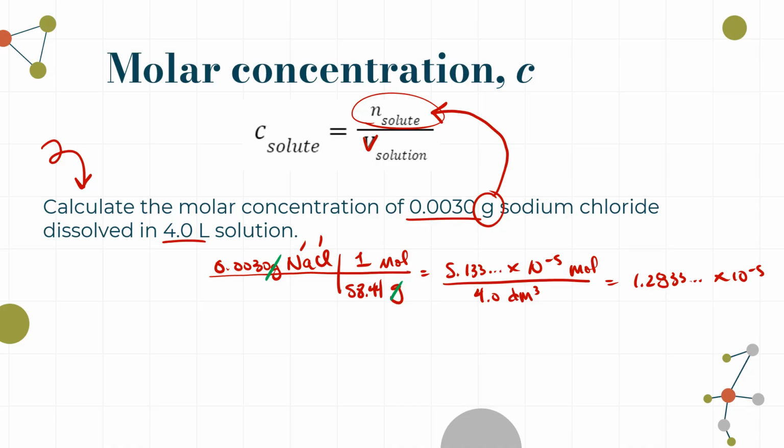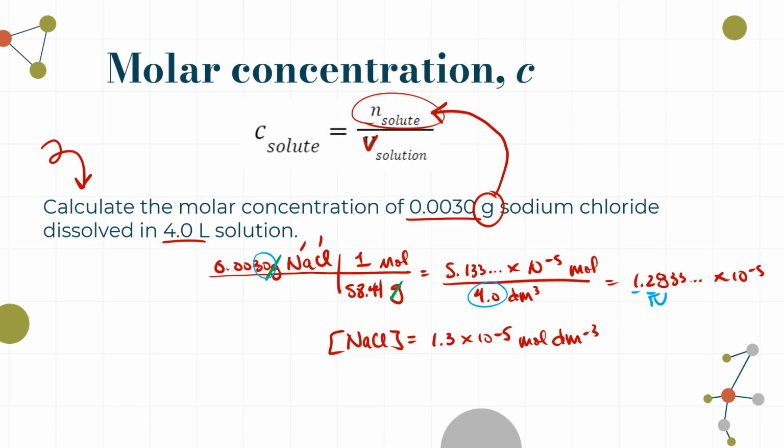So now we can do a sig fig check. I've got 2 sig figs here. I've got 2 sig figs here. That means that 2 is my least number of sig figs, and so I'm going to keep 2. That 8 is going to turn that 2 into a 3. And so the concentration of my sodium chloride solution here is 1.3 times 10 to the minus 5 moles per cubic decimeter. That's a really big, well, small, rather, negative exponent.